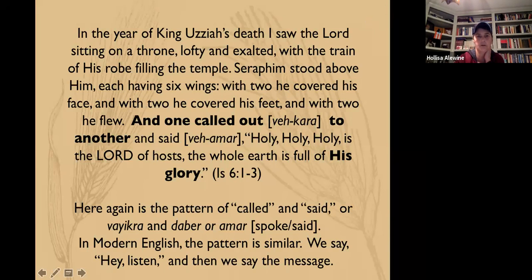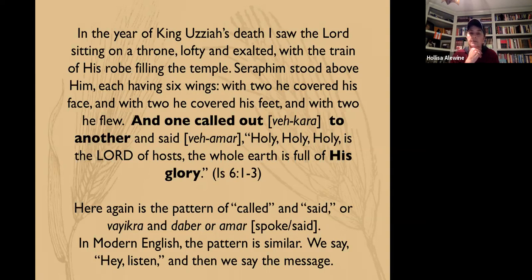Okay. This is Isaiah 6, verses 1 through 3. I wanted to at least get you this scripture so you can see how this is the tongues of angels. It's based on this passage right here in Isaiah. It says, in the year of King Uzziah's death, I saw the Lord sitting on a throne, lofty and exalted, with the train of his robe filling the temple. Seraphim stood above him, each having 6 wings. With 2, he covered his face, and with 2, he covered his feet, and with 2, he flew.